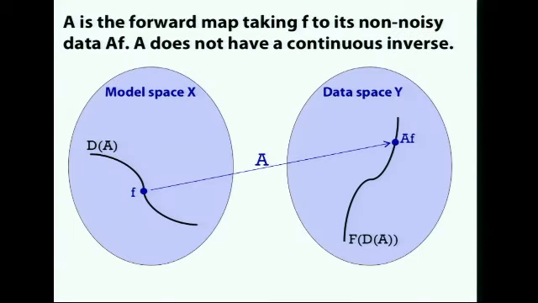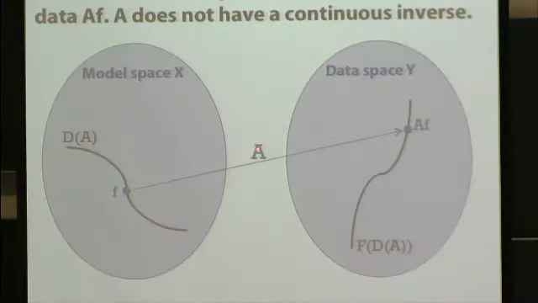Let me show this in a schematic picture. This is the model space X. This is where the F, our objects that we would like to know, live. So there is some F living in some function space X. This curve denotes the domain of the forward map A. The forward map takes some F living in the domain of A into its ideal infinite precision data AF.